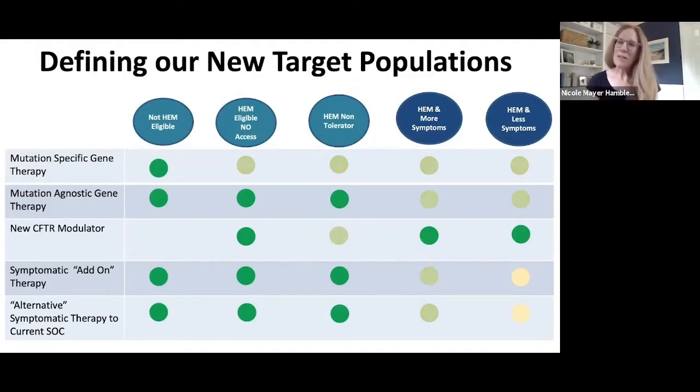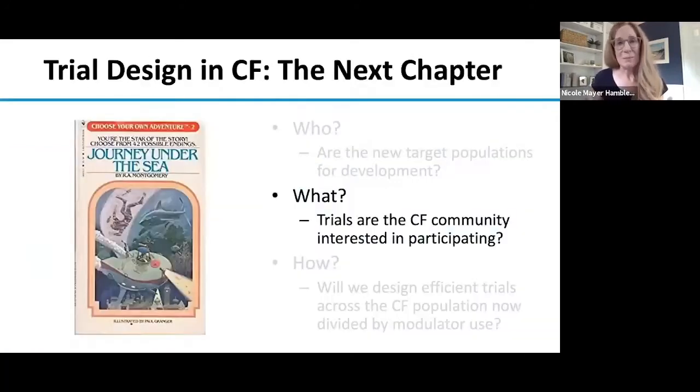Now, this is all well and good, but it relies on the fact that we have an engaged community for doing these trials. And so this is really where we need to step back and pause before we get into the how, and ask, what trials is the CF community interested in participating in? And in particular, those who are established on highly effective modulators.